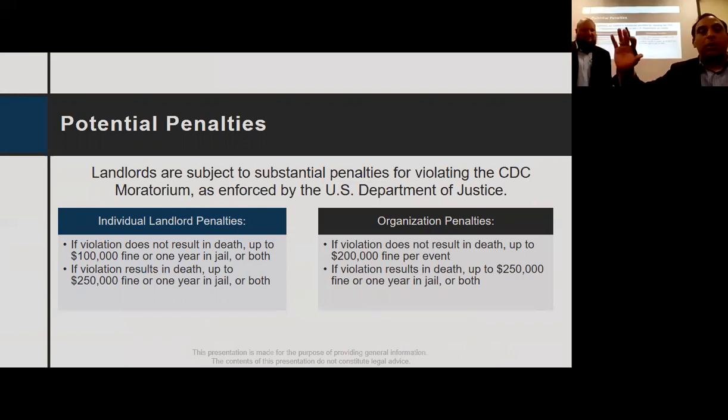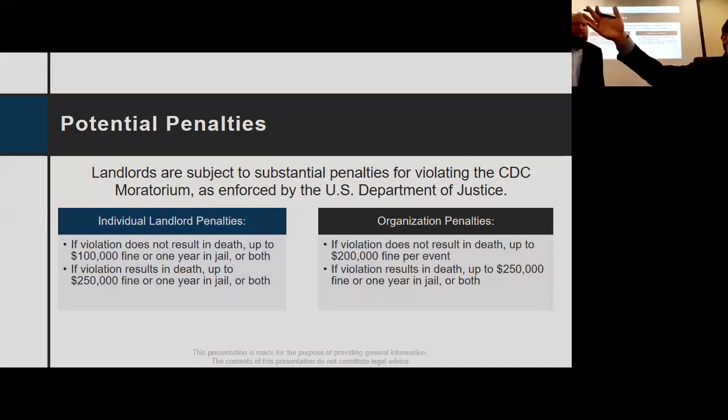So landlords, yeah, you may be able to get an eviction and get somebody evicted, but you may get the Department of Justice knocking at your door. And there are some hefty penalties for violating the CDC order, up to a $100,000 fine or 1 year in jail or both. And if it results in the death of the tenant that you evicted, it's up to a $250,000 fine or 1 year in jail.